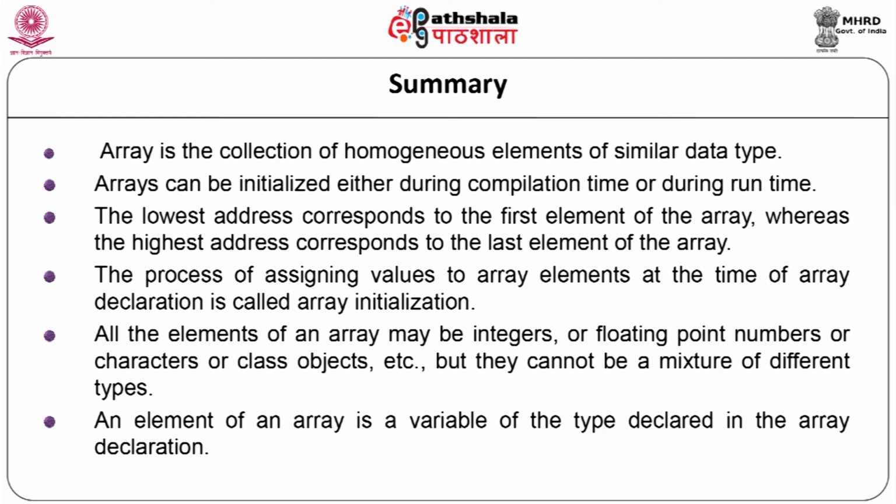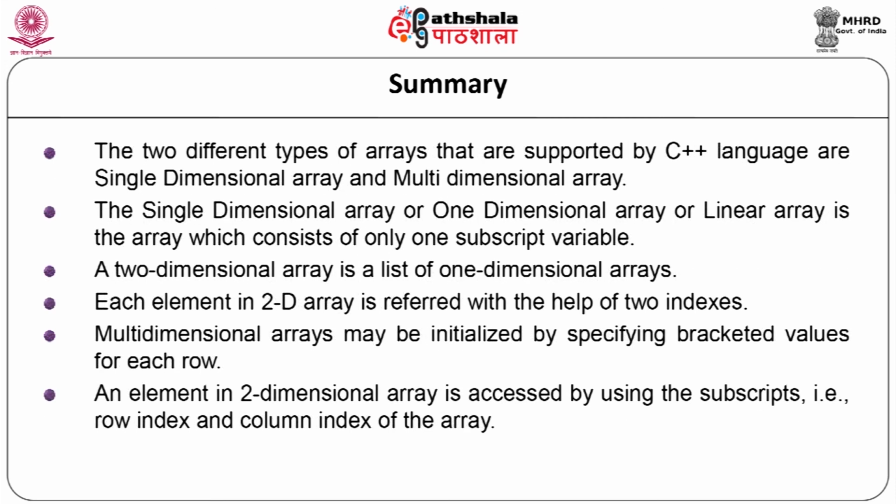The two different types of arrays that are supported by the C++ language are single dimensional array and multi-dimensional array. The single dimensional array, or one dimensional array, or linear array, is the array which consists of only one subscript variable. A two dimensional array is a list of one dimensional arrays. Each element in a 2D array is referred to with the help of two indexes. Multidimensional arrays may be initialized by specifying bracketed values for each row. An element in a two-dimensional array is accessed by using the subscript, that is, the row index and column index of the array. An array name is a constant pointer to the first element of the array.